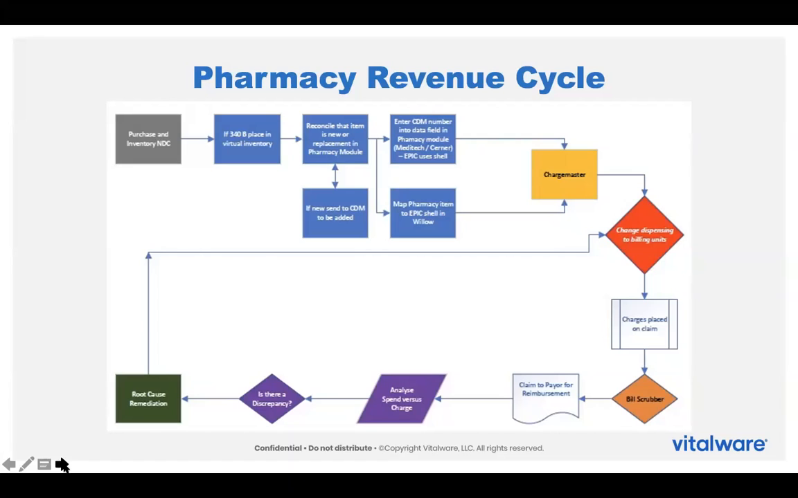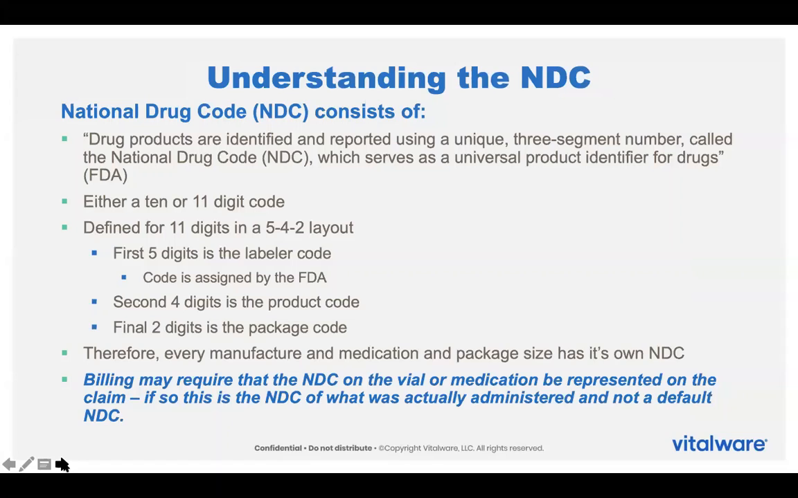And at that point, we're going to analyze the spend or the purchase file versus what we charge. Did I charge more than I bought? Did I buy something that I never charged for? So we start to look for those discrepancies, go back to the root cause, and then back through the cycle again. So we'll start with that billing, that NDC unit.